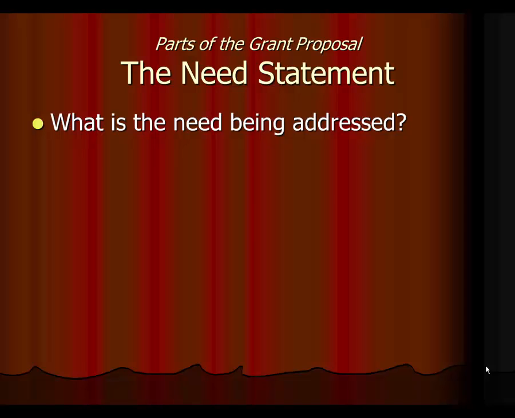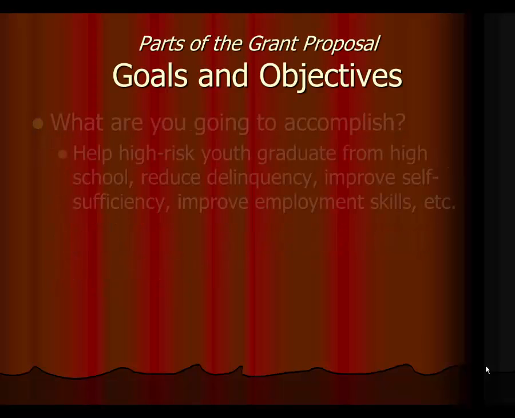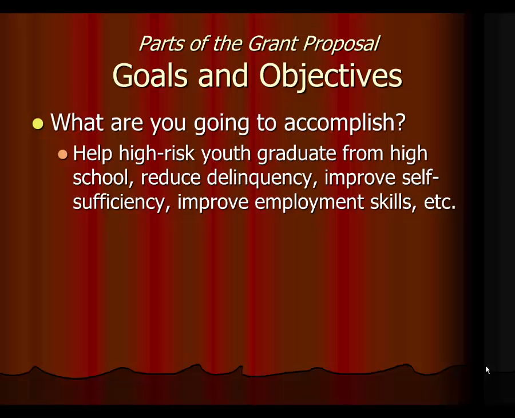The need statement: what need is being addressed. This should focus on human need rather than agency needs. Funding sources want to help depressed people, they want to help abused children, and so forth, or prevent delinquency. They don't want to help your agency survive. That's not their interest. Goals and objectives are typically one part of what you put into a grant proposal. What are you going to accomplish? Are you going to help high-risk youth graduate from high school, reduce delinquency, improve self-esteem, improve employment skills, or what?